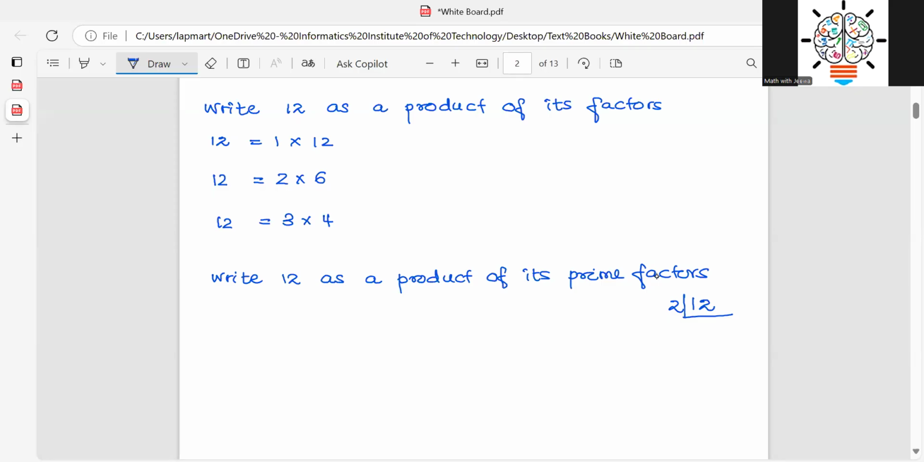If you cannot divide this by 2, then you can move to the next prime number. That is the accepted practice. So don't start from the biggest possible number, but start from the lowest possible number.